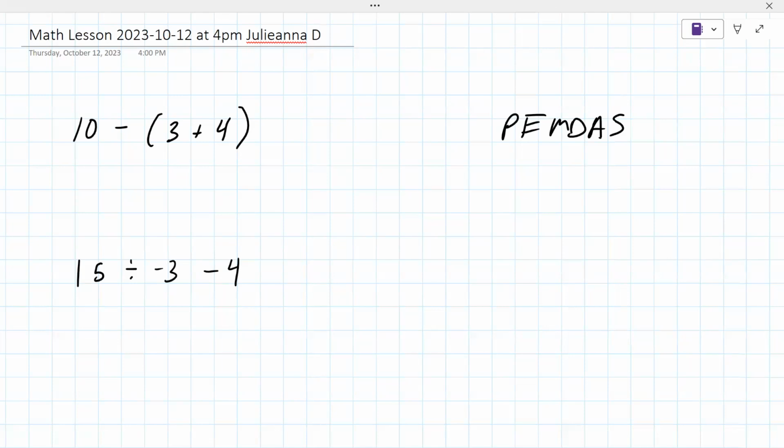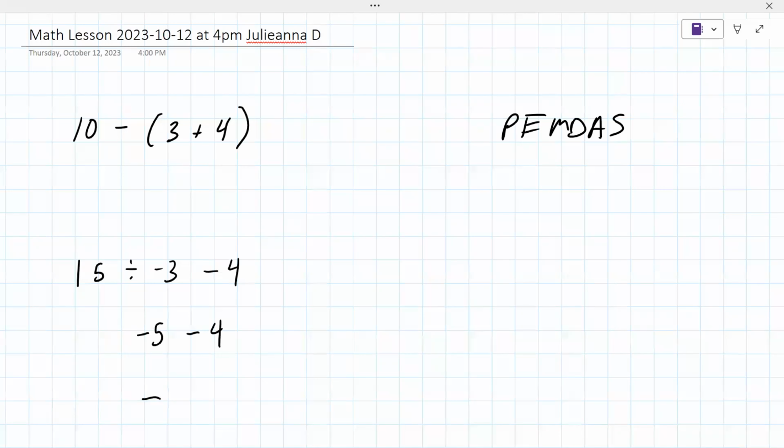So 15 divided by -3 is -5. Yes, that's correct. Subtract -4. Subtract 4. Are those the same sign or opposite in sign? They're the same sign. Okay. So you subtract 4, 5, and -5 and -4, which will leave you -1.